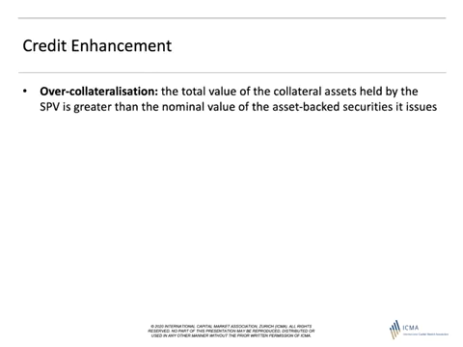It's very common for additional steps to be taken to enhance the credit quality of the securitization. For example, there might be some degree of over-collateralization. That is, the total value of the collateral assets that's held by the SPV may be greater than the nominal value of the asset-backed securities that it issues. This ensures that if there are losses on the collateral, for example through default, there'll be a cushion to absorb some of those losses before they affect the payments to the investors in the securitization.